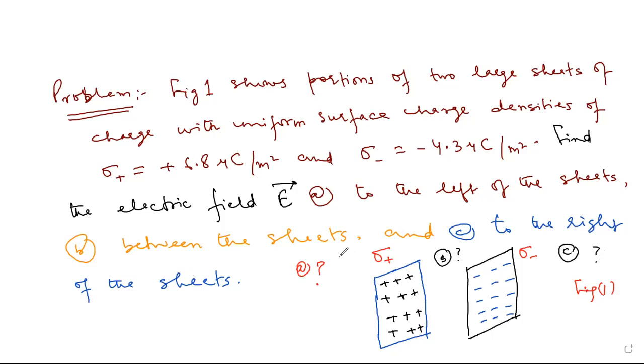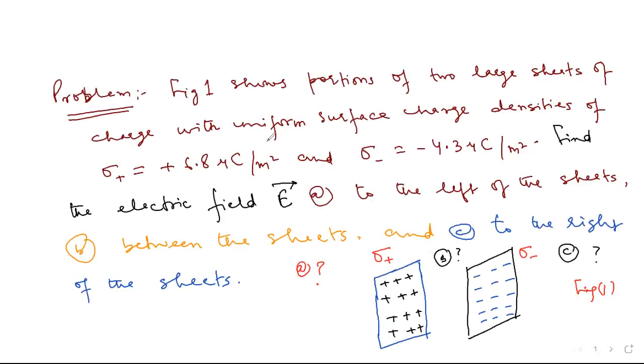So as you know, electric field at a point due to many charges is the vector sum of the individual fields. That is the superposition principle. So we will find the electric field due to the positively charged sheet and the negatively charged sheet. Then we will find the electric field to the left of the sheets, between the sheets, and to the right of the sheets, making use of the superposition principle.